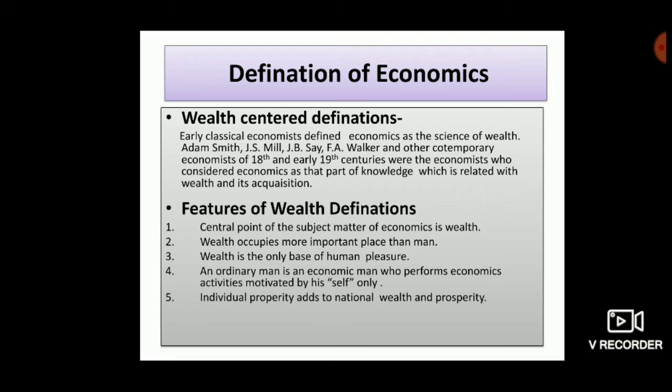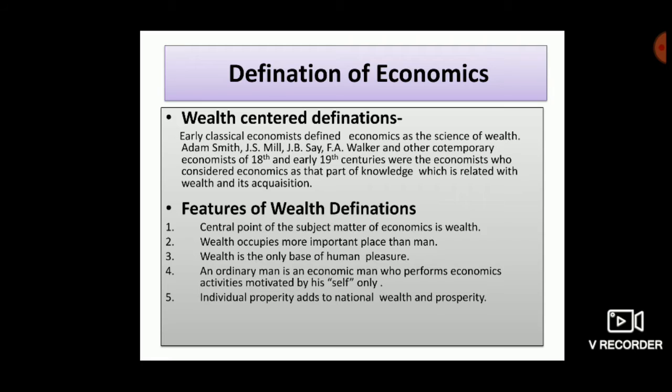Adam Smith is the father of economics. Adam Smith, J.S. Mill, J.B. Say, F.A. Walker and other contemporary economists of the 18th and early 19th centuries were the economists who considered economics as the part of knowledge which is related with wealth and its acquisition. According to them, economics is the study of wealth and its utilization.